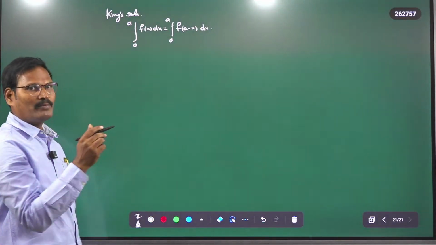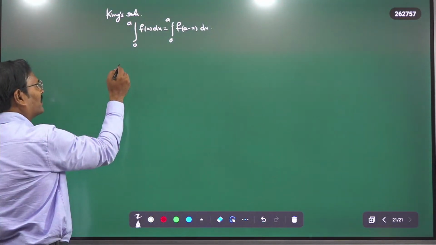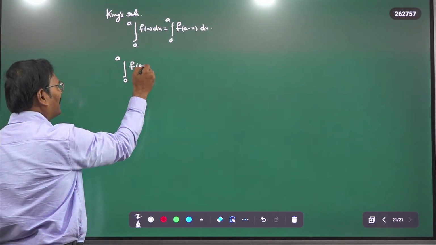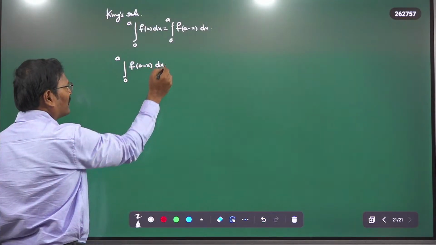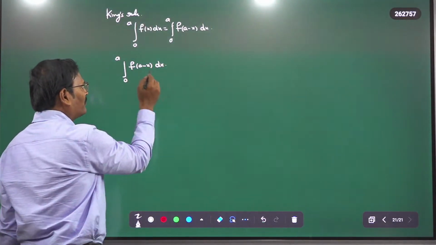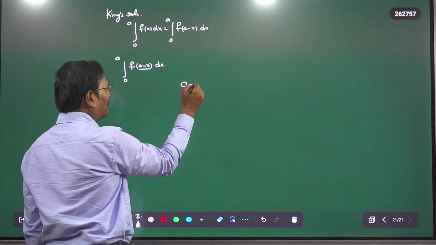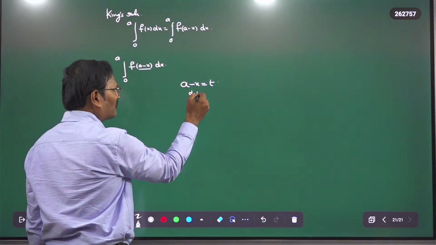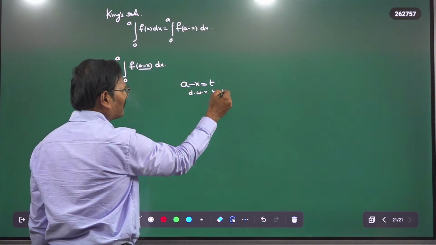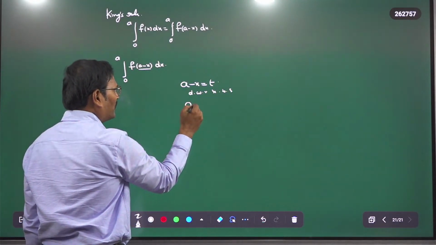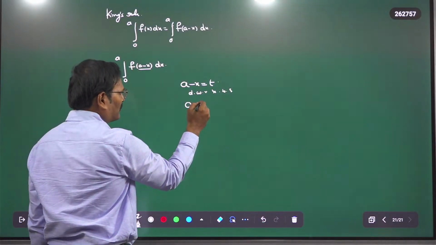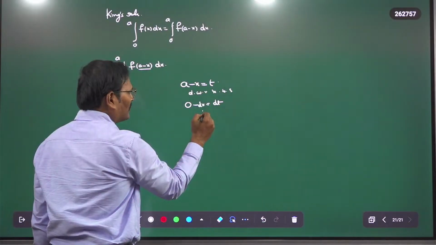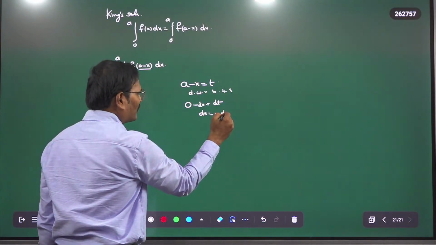For proving this, I am taking the RHS first. What is the RHS? Integral 0 to a f of a minus x dx. Here I am using the substitution method. I am taking a minus x as t. Differentiating with respect to x on both sides: derivative of a is 0, derivative of x is 1. So minus dx is equal to dt, which means dx is equal to minus dt.